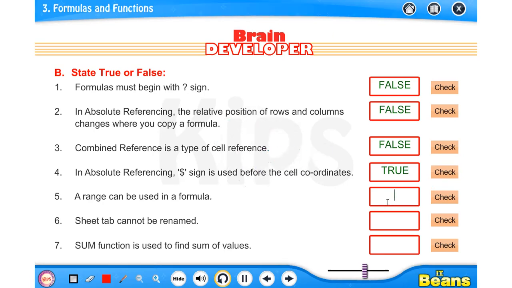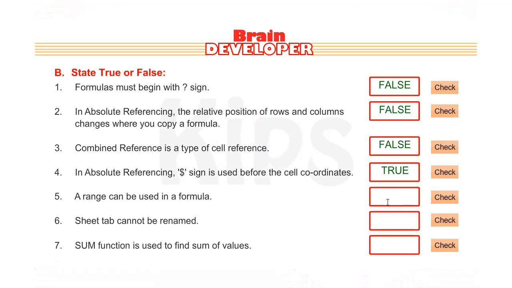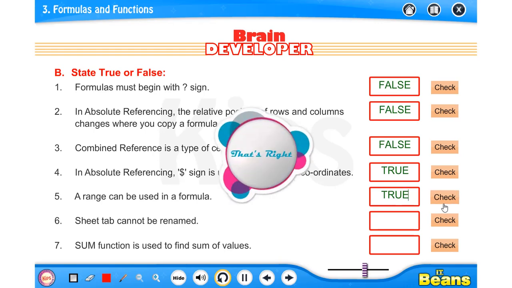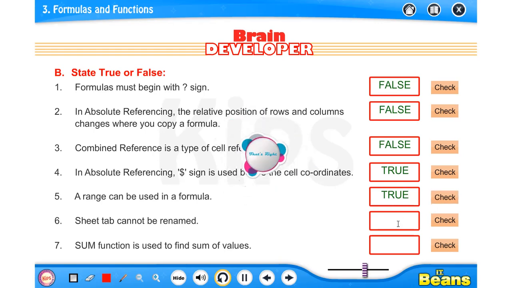Now next one, a range can be used in a formula. Definitely we can use range. Either we can write all the cell names one by one, or we can use range. So it should also be true. It's correct. Yes, it is.